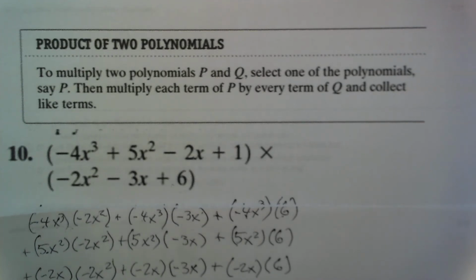And then the next row is very simple, because 1 times minus 2x squared is minus 2x squared. And 1 times minus 3x, of course, is minus 3x. And 1 times 6 is 6. So now we are combining like terms.